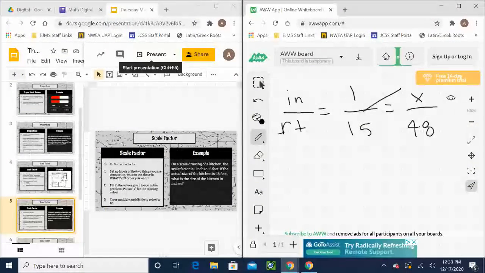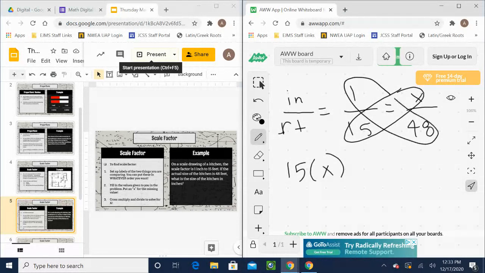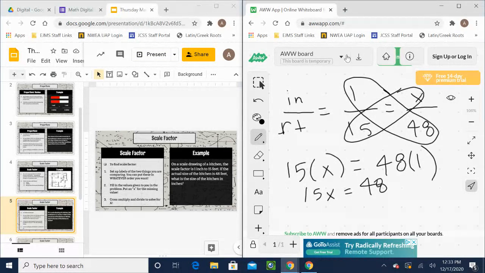Okay, well, that's going to tell me to multiply my corners. So 15 times X. And then that equals 48 times 1. Well, 15 times X, that simplifies to 15X. I can bring my equal sign down. And then 48 times 1 gives me 48. Now my last step is to get X by itself because I want to know what this missing piece is. So right now it's being multiplied times X, so I'm going to divide it out to get just X.